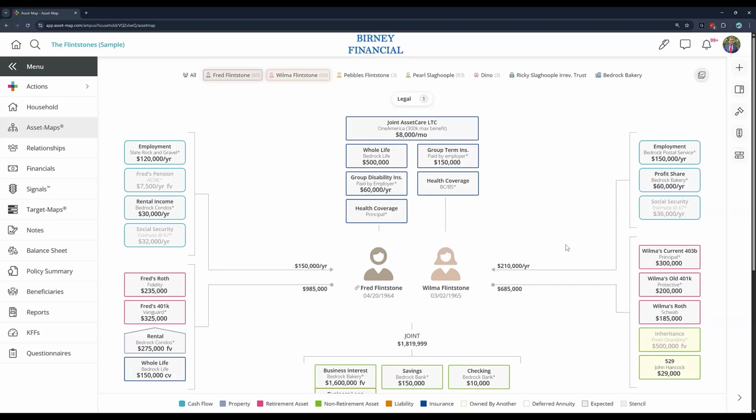So let's dive right in to the Flintstone family. Let's start by doing a quick refresher. How did we get this map built? Well, maybe the Flintstones came on as new prospects a couple of years ago. And when they first came in, I sent them my Discovery Interview tool, which is a simple fact finder. And I want rough estimates and round numbers.